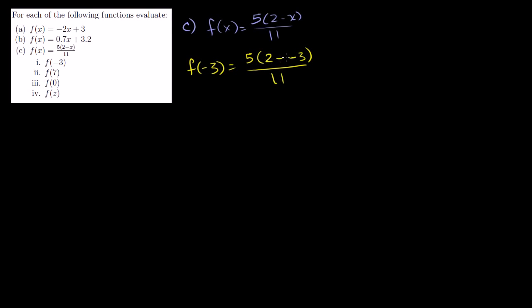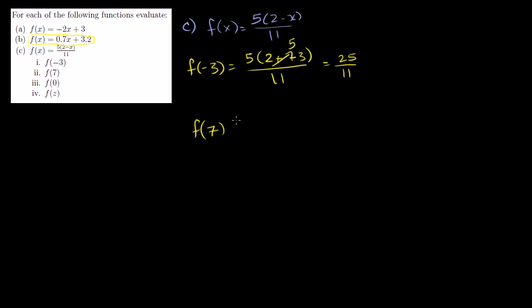This is equal to 2 plus 3. So this is equal to 5. So you get 5 times 5 over 11. That's equal to 25 over 11. Let's do this one, f of 7. f of 7 for this second function right here.